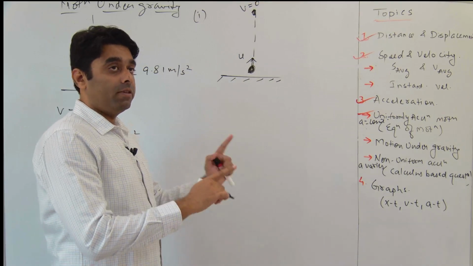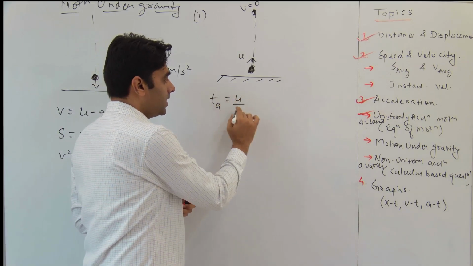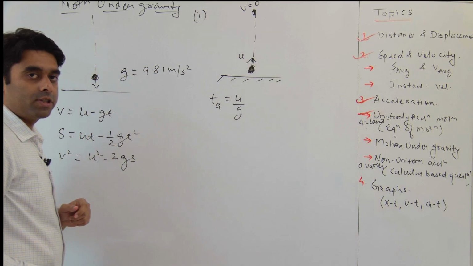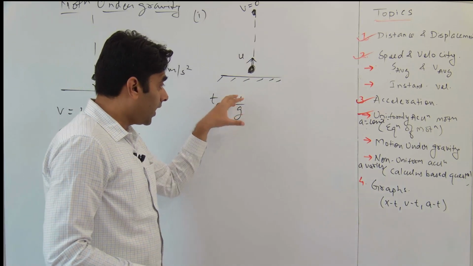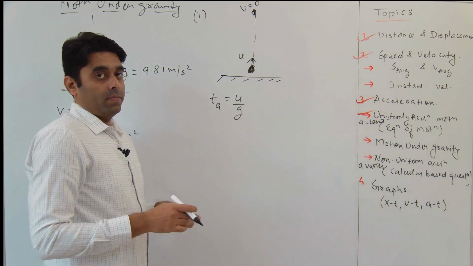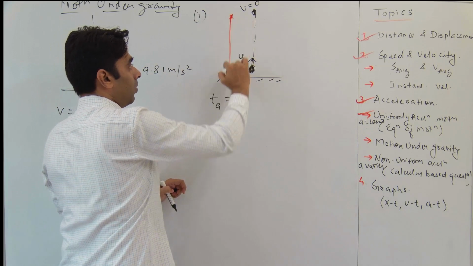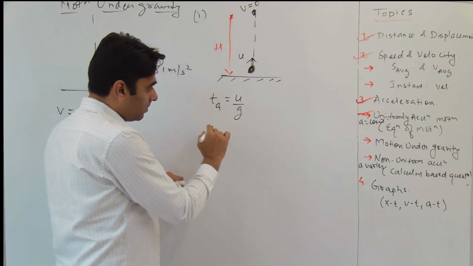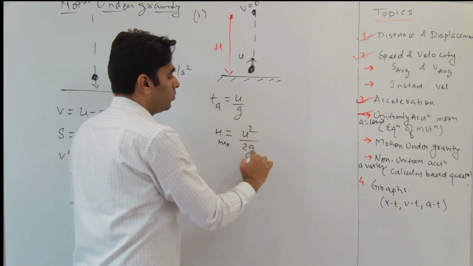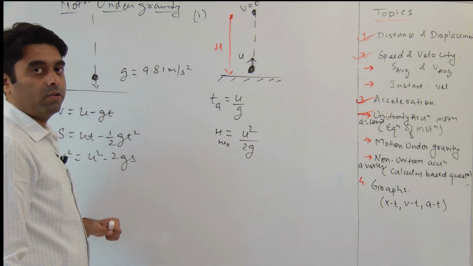How much time it will take to reach the highest point? This time we term as time of ascent, and it is given as u by g. It can be easily calculated using our first equation of motion, v equals u minus gt. In this journey, if it is thrown up with a speed u, it will reach a maximum height where its speed will become 0, and this maximum height h max is given as u square by 2g. This relation is calculated using the third equation of motion, right?